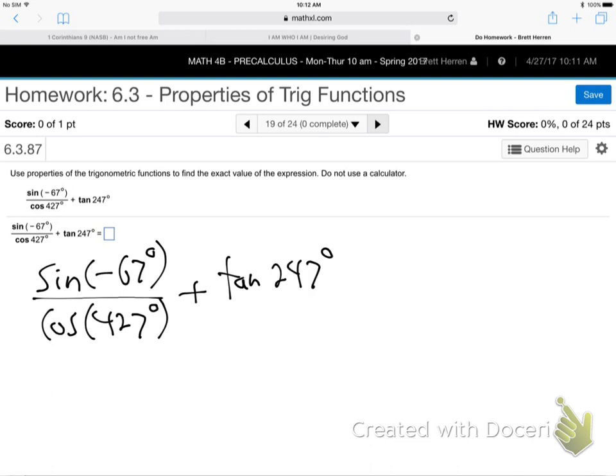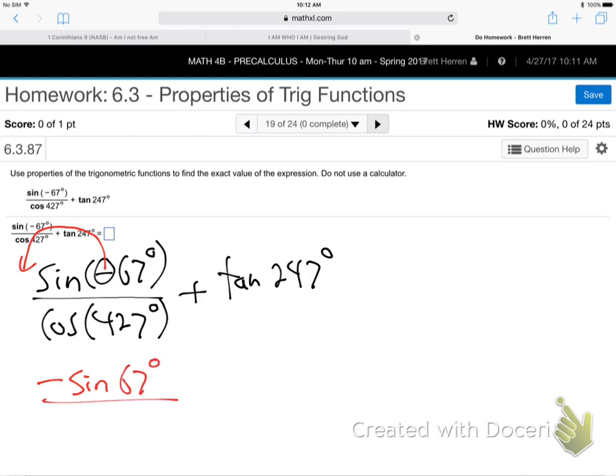So, what can we do with this negative sign first off? Put it to the front, right? Because sine is an odd function. Only cosine and his reciprocal are even, so negatives plugged in vanish. But for the other 4 trig functions, negatives plugged in go to the front, don't they? So it'll be negative sine of 67.